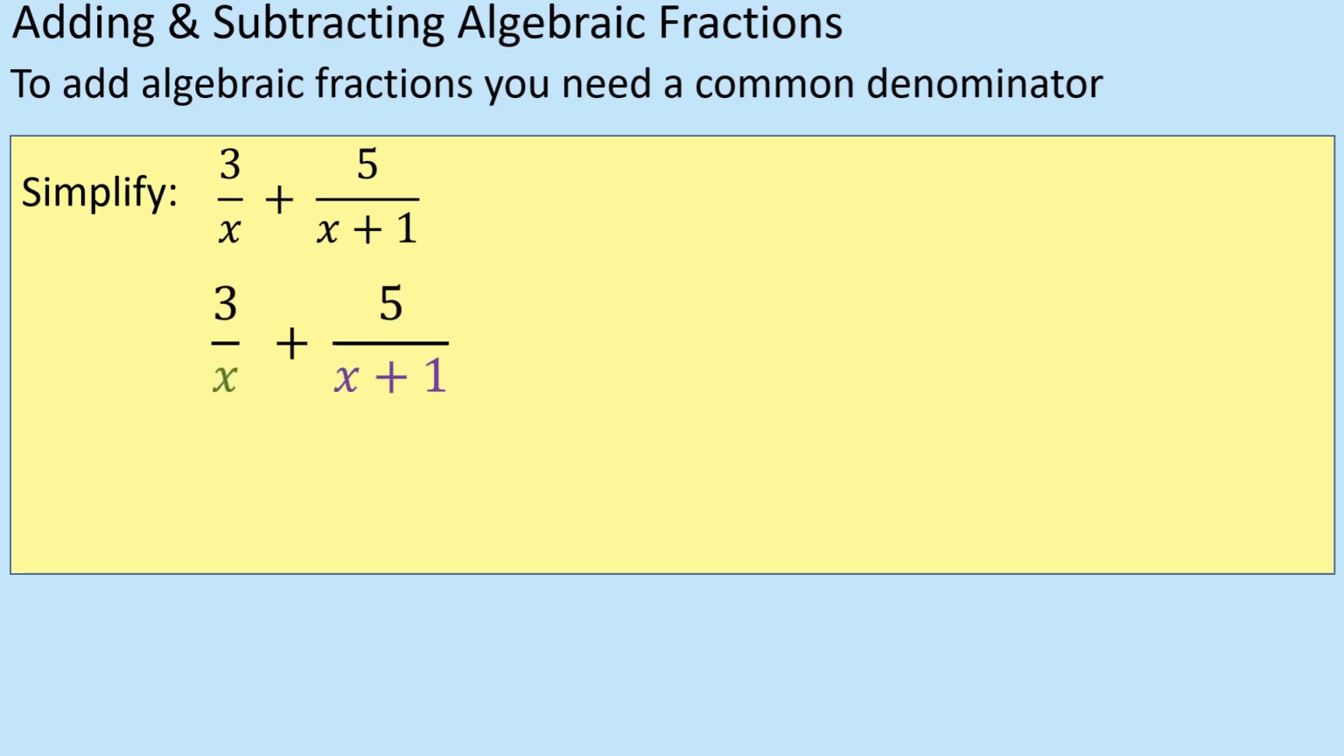So what I'm going to do is highlight one in green and the other in purple so that you can see them clearly, and then talk about what we're going to do with each. The denominators are x and x plus 1. So we need to times this one over here by that one, and that will give us a common denominator: x times x plus 1. If I'm going to times this one by x plus 1, whatever I do to the bottom number, the denominator, I have to do exactly the same to the top to keep it equivalent, the same value.